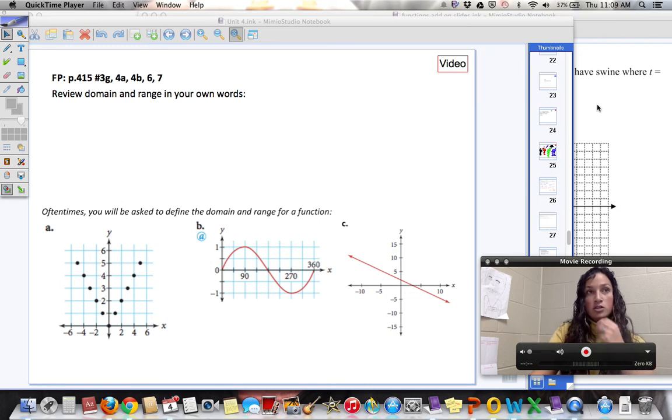Unit 4, Learning Target 4, it's the last one. So determine an appropriate domain and range in terms of a real-world context. So what I want you to do first is pause it. I want you to write your own definitions, and then you can press play.